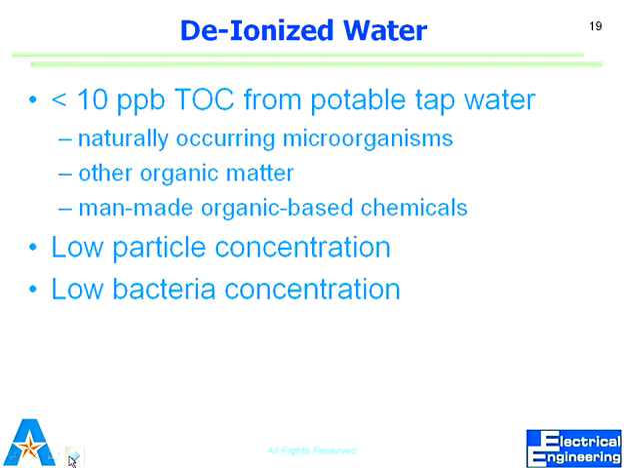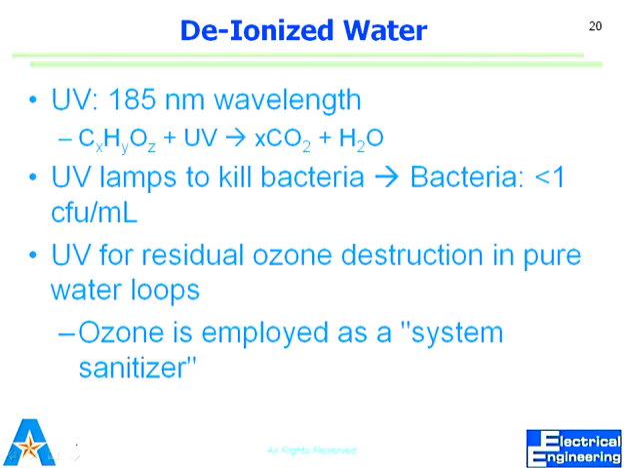UV is the easiest way to kill living things. That's why we have glasses that protect from UV, and sunscreen which protects from UV, because UV results in mutation of DNA and ultimately kills the thing. So UV is something that we pass the water through, and then we filter. What it does is change the organic matter. Living things have lots of organic stuff, which results in carbon dioxide and water.